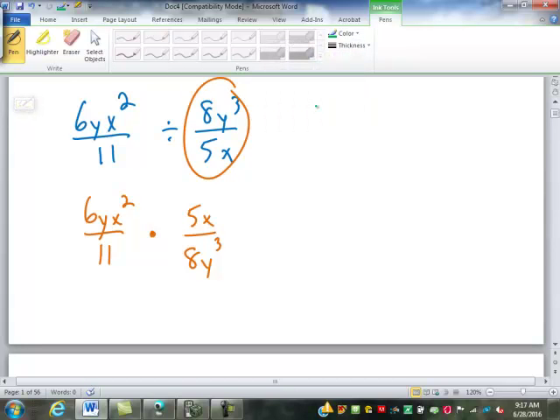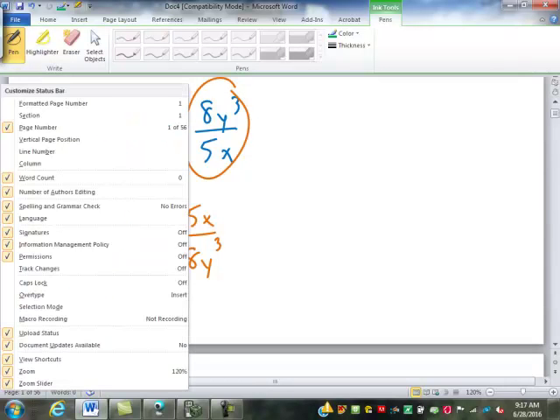Now, just like before, I'm going to separate the numbers and work with them separately. So what numbers are going to go in here? What goes on top of this one? 6 over 11. That's just the numbers from the first fraction. What goes here? 5 over 8, the numbers from the second fraction. So I've just taken the numerical portion from each.